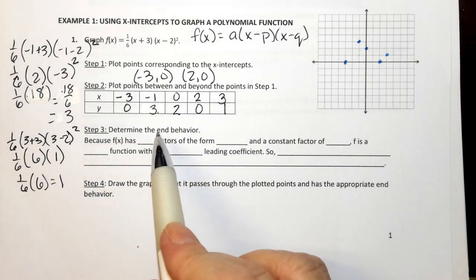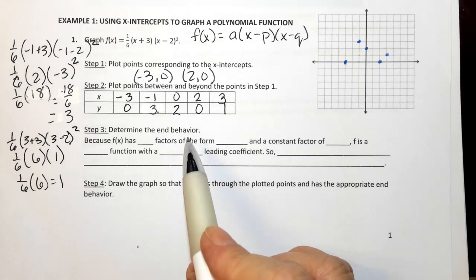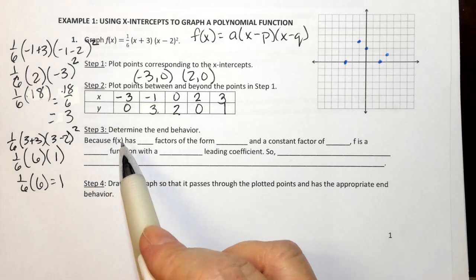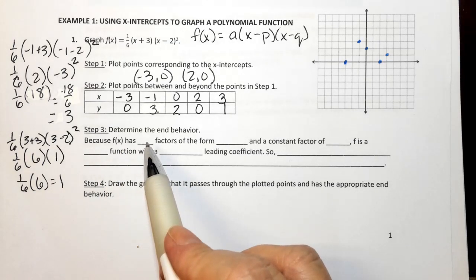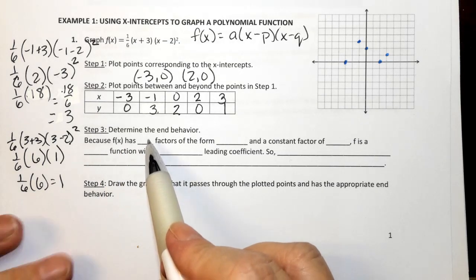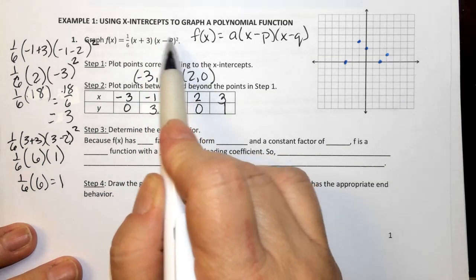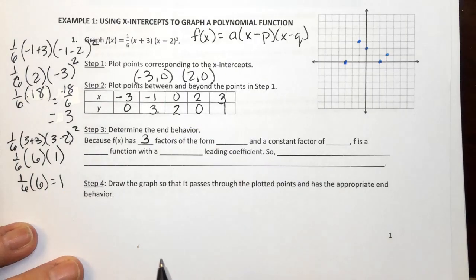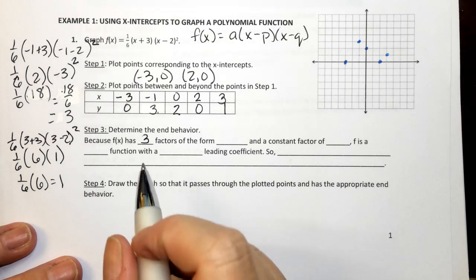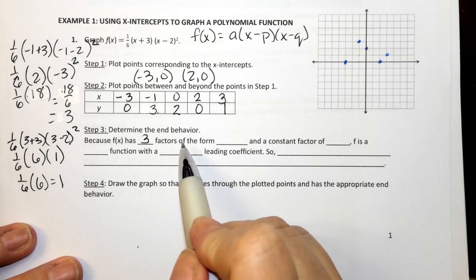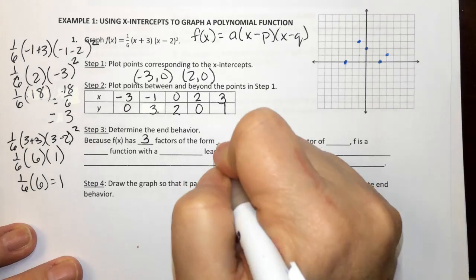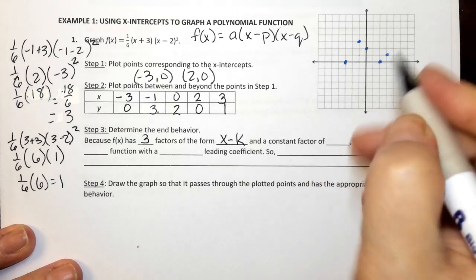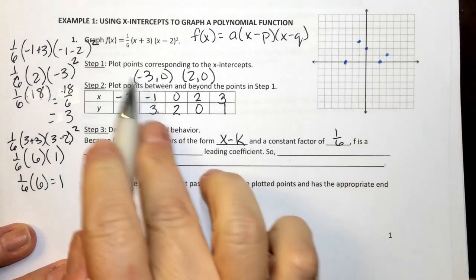Now we need to determine where our graph should end. So you learned this in lesson 4.1. All right, because f of x has how many factors? Well, let's look. We have a square here and a 1 there. So that tells us there are 3 factors. So you're looking at the exponents if you want to make a note of that. Of the form x minus k. And a constant factor of 1/6. So that's our a value right there.